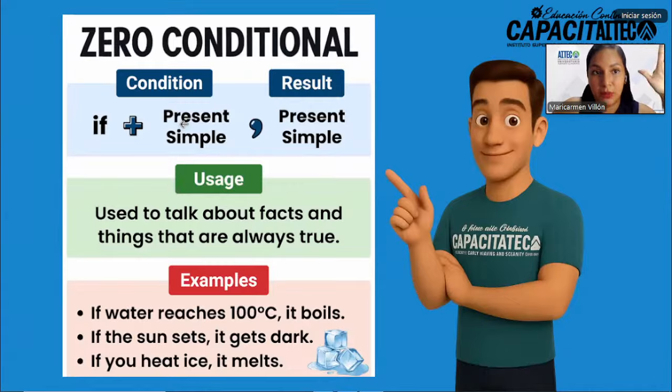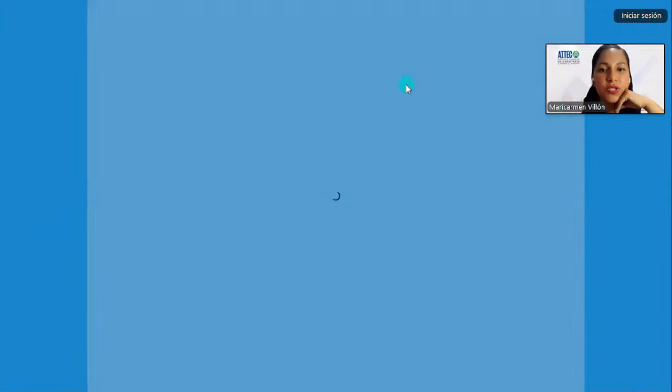Ok, entonces vuelvo y repito. Vamos a estar utilizando ese if. La condición va a estar en presente simple y el resultado también va a ser presente simple. ¿Por qué? Porque son cosas que siempre pasan. Si el agua llega a tanto, va a comenzar a hervir. Ya leo, ya leo. Okay, so pay attention to this.